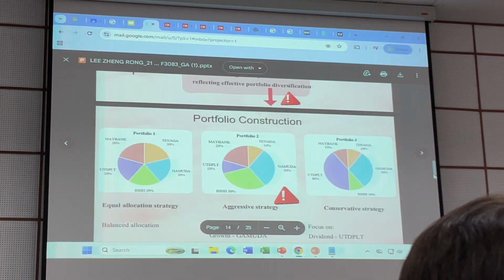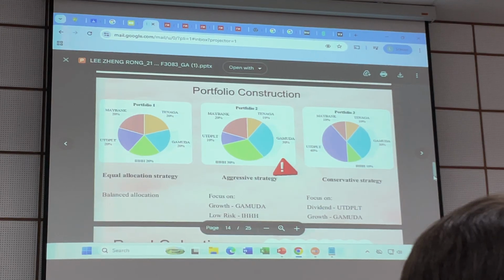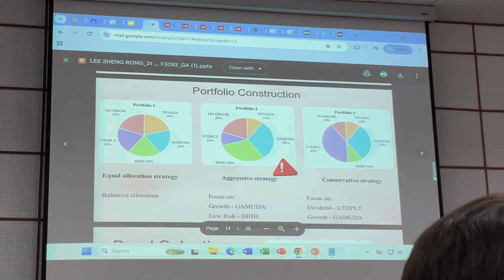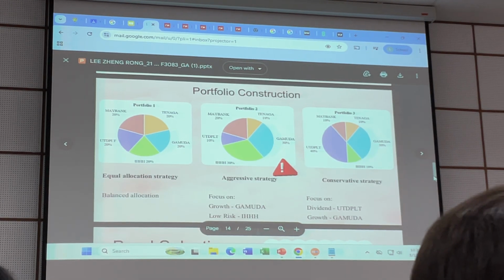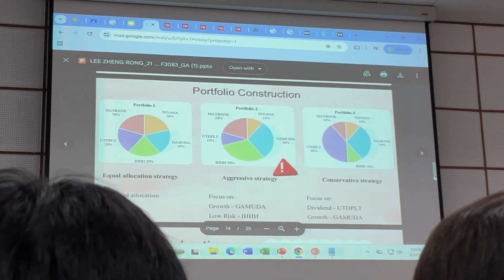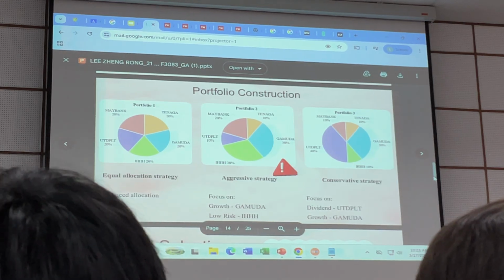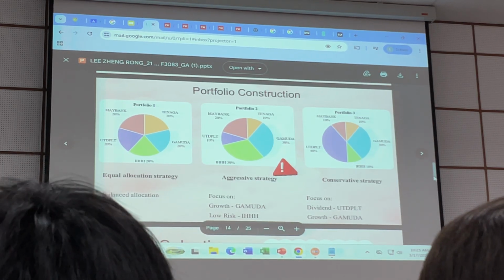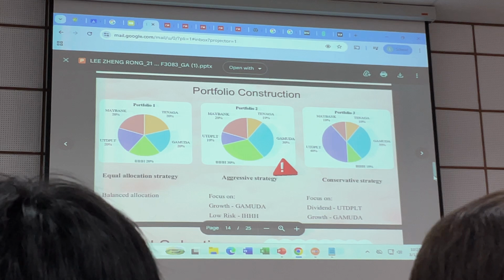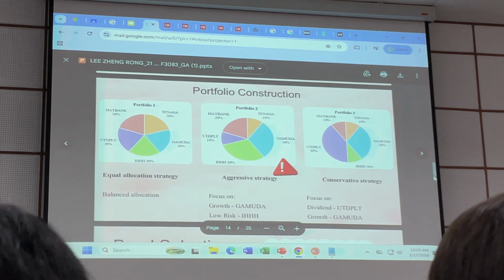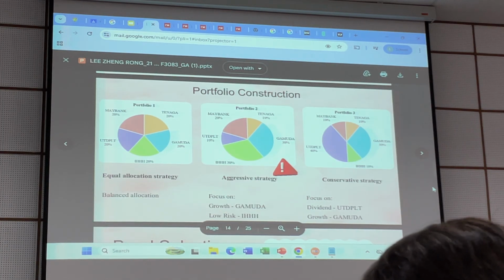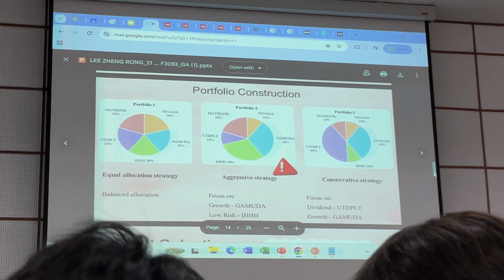Next, you go to portfolio construction, just like I mentioned: 1, 2, 3. Portfolio 1 gives every company 20%, an equity allocation strategy that is balanced, so each stock gets 20%. Portfolio 2 is aggressive, so you focus more on Gamuda 30% and IHS 30%. Portfolio 3 is conservative, focusing more on UTP plantation, based on dividend, and Gamuda 30% as well. I think this one is more focused on conservative.